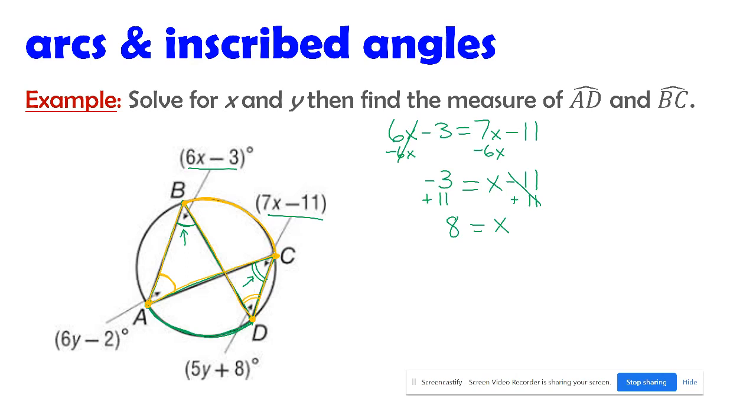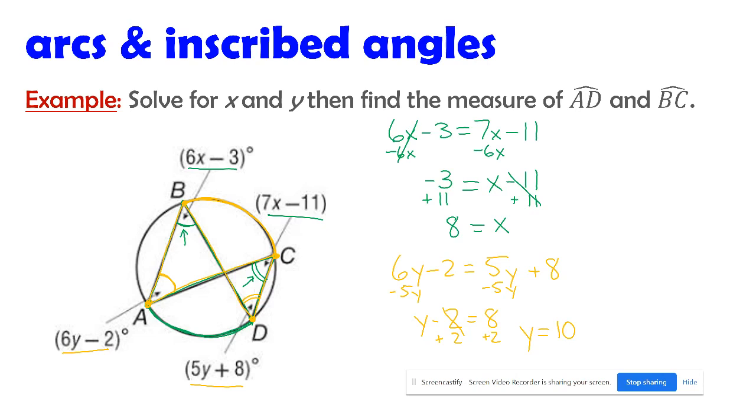So again, just like the two x angles, the two y angles have to be congruent because they give us the same intercepted arc. So we can say 6y minus 2 is equal to 5y plus 8. And again, I'm going to start by subtracting the smaller term that has a variable. So I'm going to subtract 5y from both sides. And that's going to give me 1y minus 2 equals 8. So now I'm just going to add 2 to both sides, and we're going to get y equals 10. So x is equal to 8, y is equal to 10.